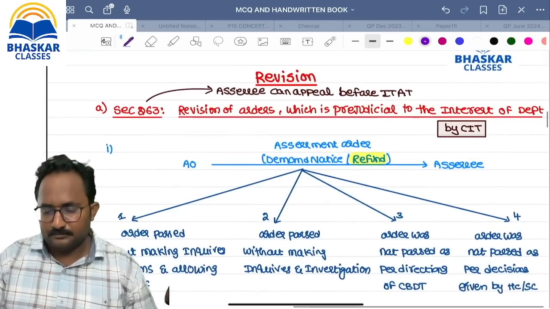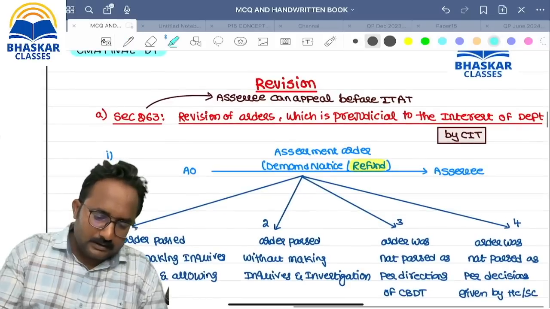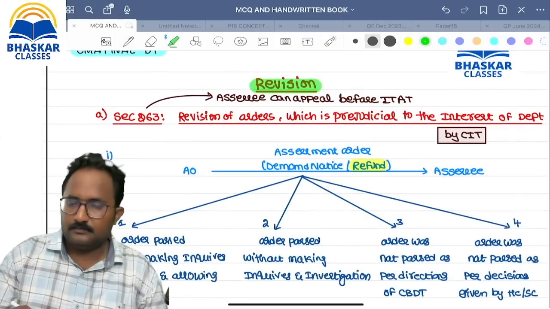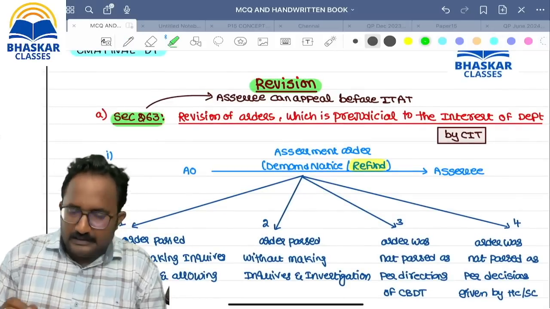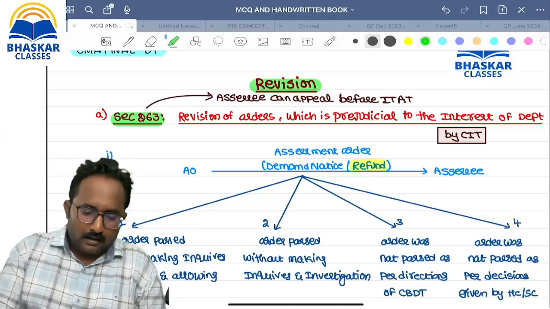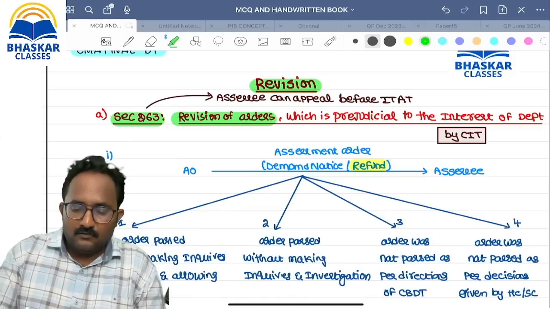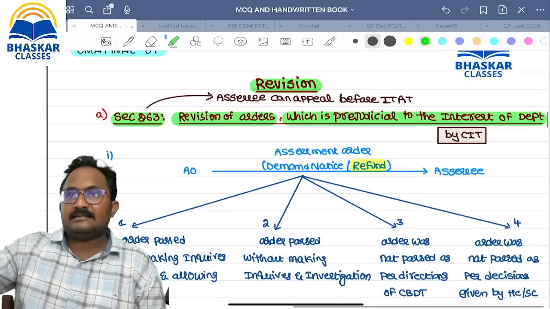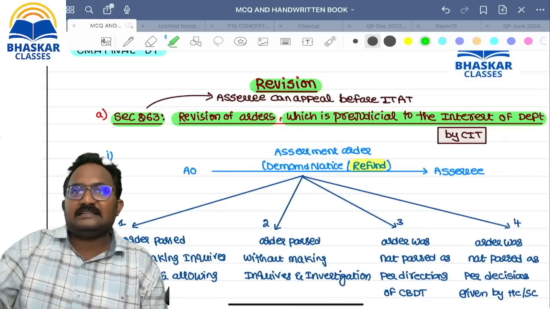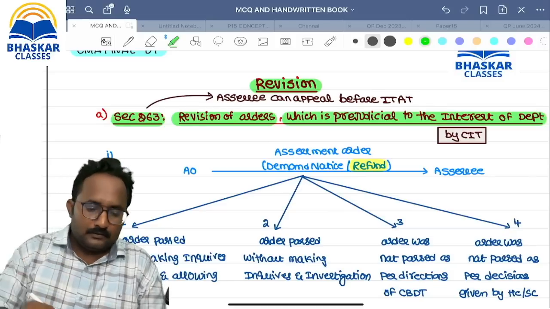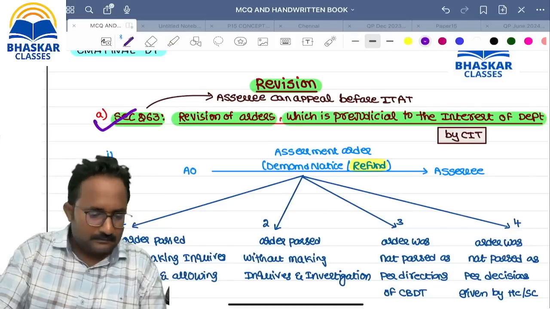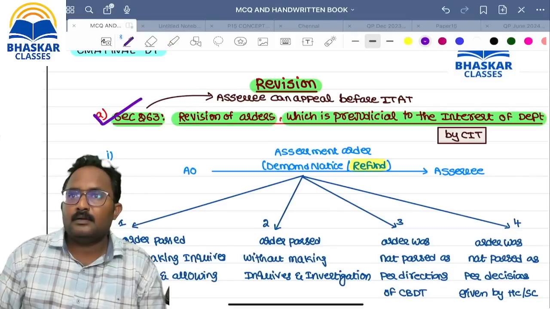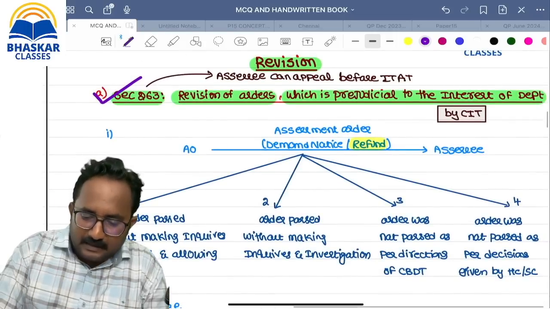Ma'am, listen carefully. What is the next part of the chapter? Revision. So 263 is nothing but revision of order which is prejudicial to the interest of the department. Some of the orders are against the department. Now we want to revise the order in favor of the department. So this is only 263 orders. Shall we start the content? Can you tell me by whom this revision can be done, ma'am?